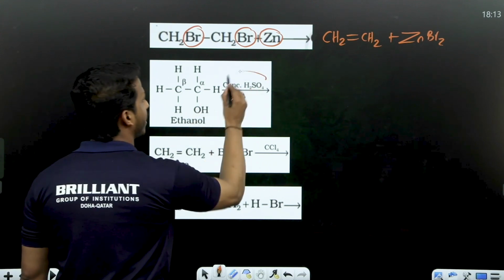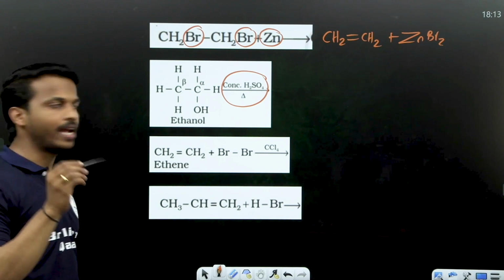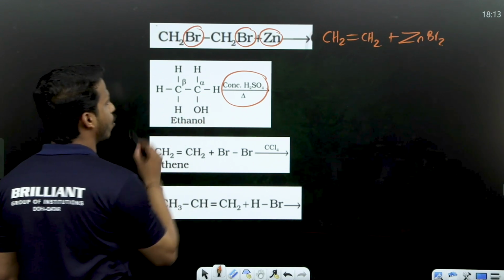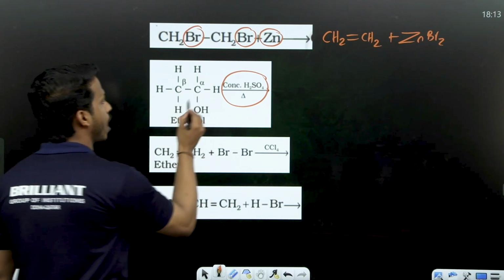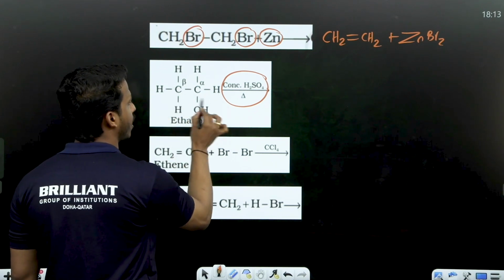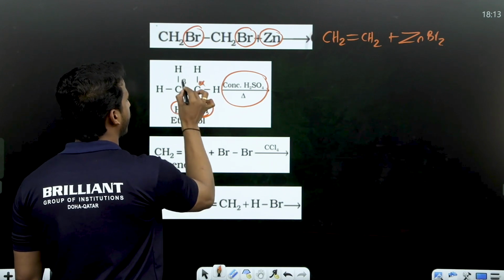What is the function of concentrated H2SO4? Concentrated H2SO4 means dehydration. See all of you, this is an alcohol. CH3CH2OH. It's ethanol. So how do you remove water from this one? Take the OH from alpha. Take one of the hydrogens from beta.